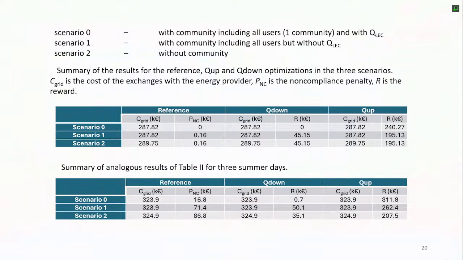When you don't have this internal transaction, the reward is higher, so it means that you can provide some service to the network. It is easier to provide a service that increases reactive power by the users rather than a service that reduces the consumption of reactive power.